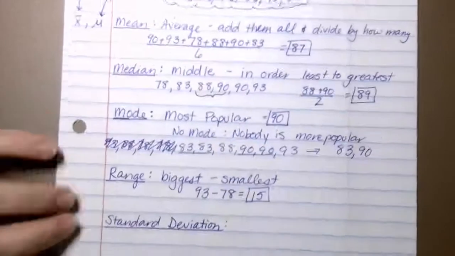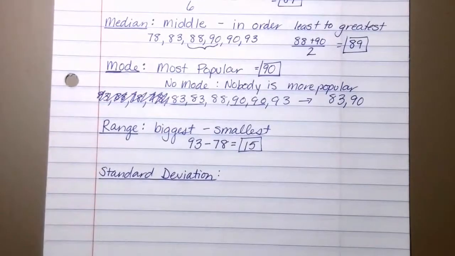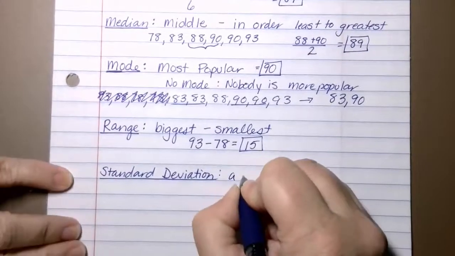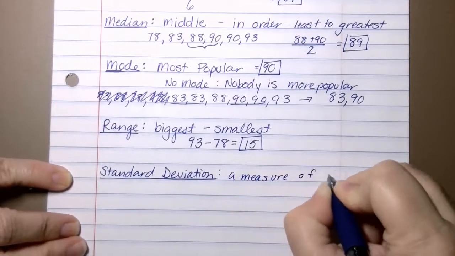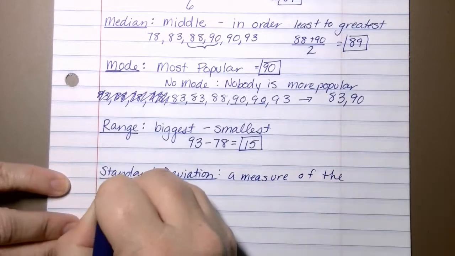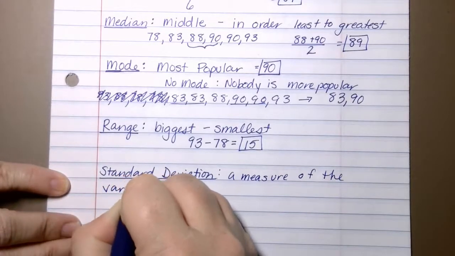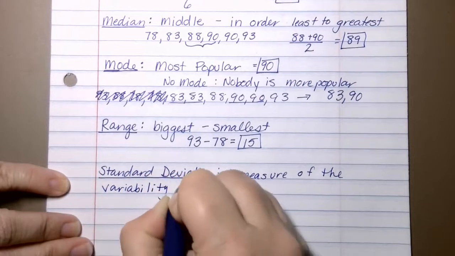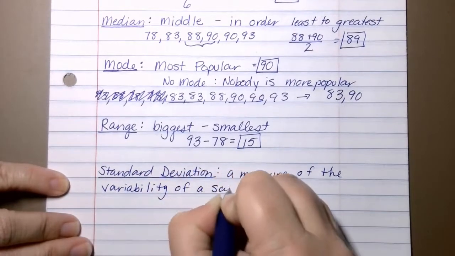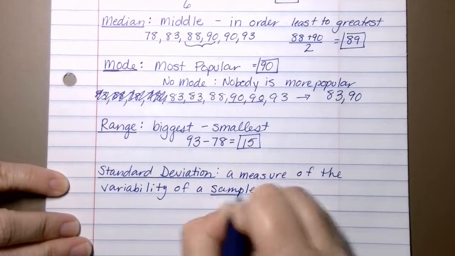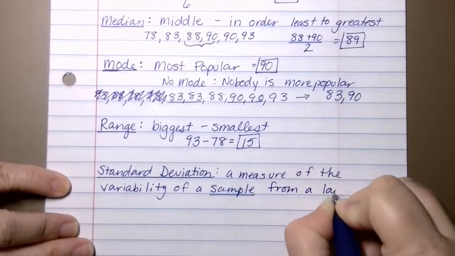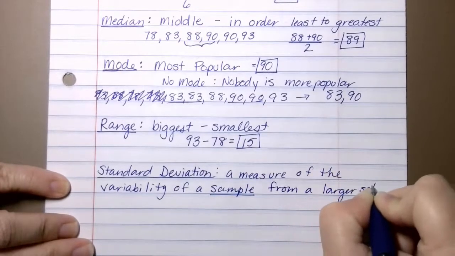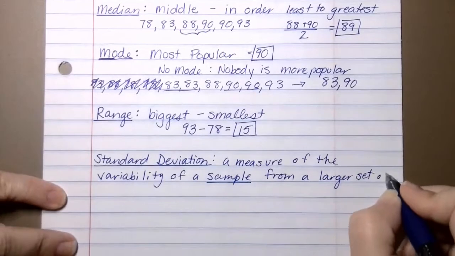Yeah. Okay, standard deviation. Again, a little bit of a pain in the butt. It is a measure of the variability of a sample from a larger set of data.